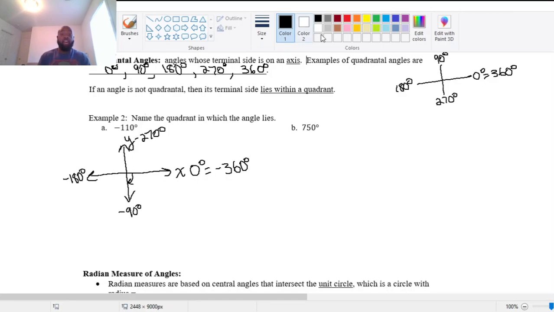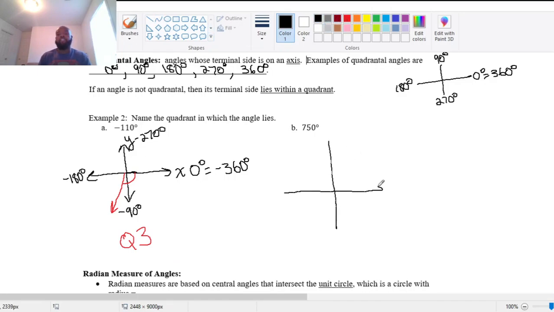And so if I look at this angle here, now I'm going to erase this little explanation of that negative 90 degrees. If I look here, I'm trying to figure out which quadrant a negative 110 is in. Well, a negative 110 is between negative 90 and negative 180. So my angle may look something like that. And so I'm going to say it's in quadrant 3. Let's look at part B here.